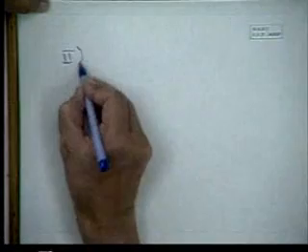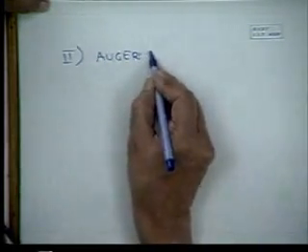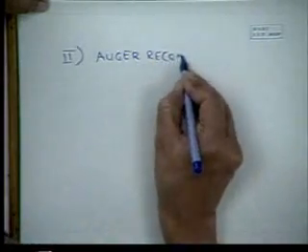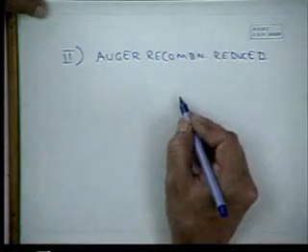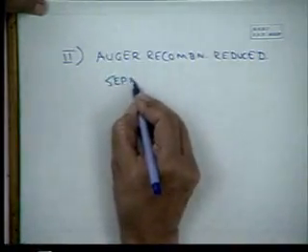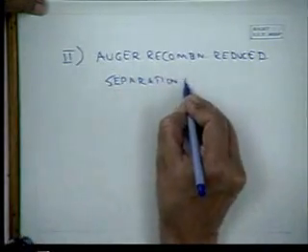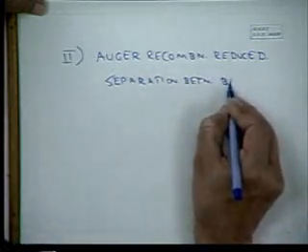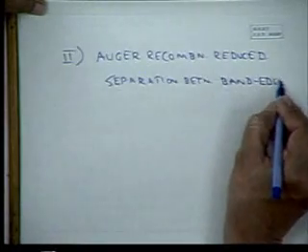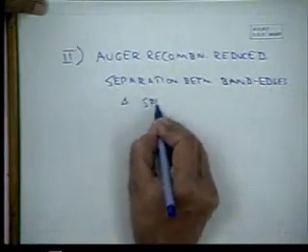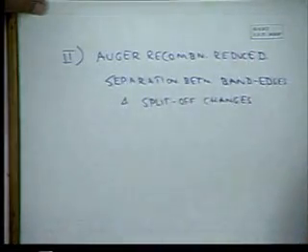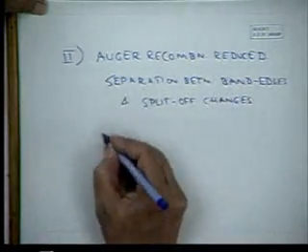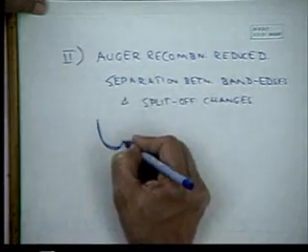The other important effect is that Auger recombination is reduced. This is due to the fact that the separation between band edges and the split-off band changes. And remember, this Auger recombination is quite important in low band gap materials. So we have the phenomenon that this is a conduction band.